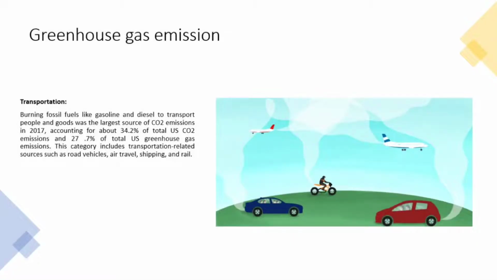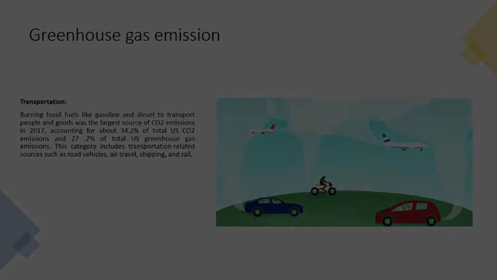Transportation. Burning fossil fuels like gasoline and diesel to transport people and goods was the largest source of CO2 emissions in 2017, accounting for about 34.2% of total USA CO2 emissions and 27.7% of total USA greenhouse gas emissions. This category includes transportation-related sources such as road vehicles, air travel, shipping, and rail.